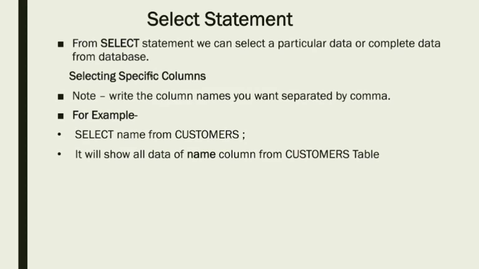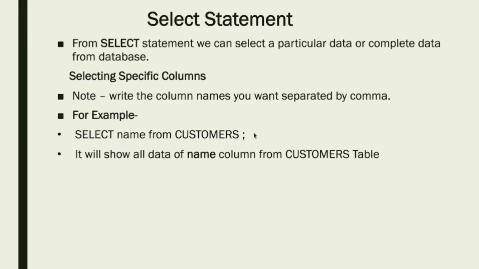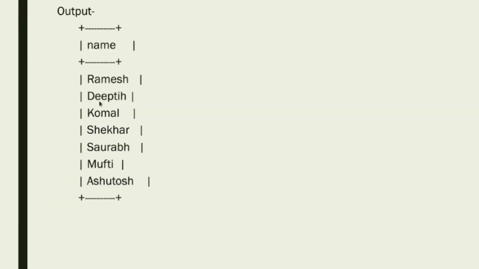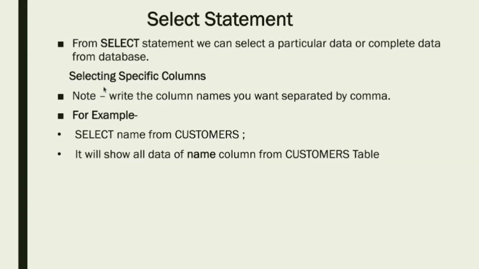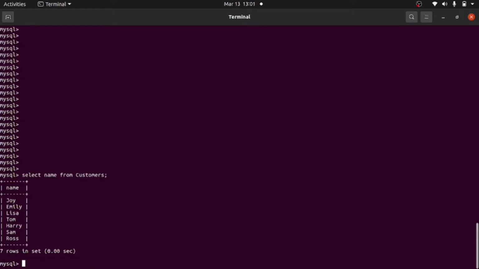Okay, so for selecting specific columns, write the column names you want separated by commas. For example, select name from customers. It will retrieve the complete data of the name column. So this is the customers table and this is the output. Okay, so let's see this query. Select name from the table name, which is customers. So it's showing the complete data of the name column.